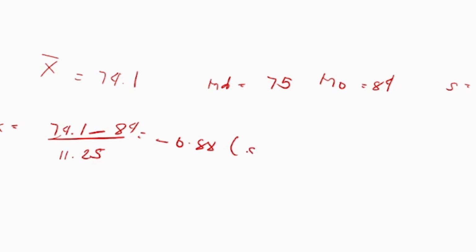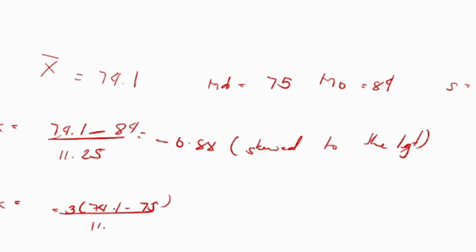The result is that it is skewed to the left, or it has a negatively skewed distribution. Next, if we use the second formula, skewness is equal to 3 multiplied by 74.1 minus 75 over 11.25. We will get negative 0.24. It is also skewed to the left.